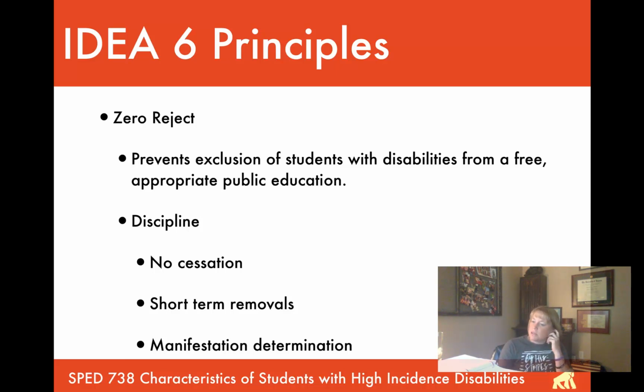So the first principle they looked at was zero reject. Here we're talking about preventing the exclusion of students with disabilities from a free, appropriate public education. Okay, so zero reject means that when we're disciplining students, if we feel there's a need for expulsion or suspension, there are steps that we have to take because that student has a disability. Okay, so we're really looking at discipline here.